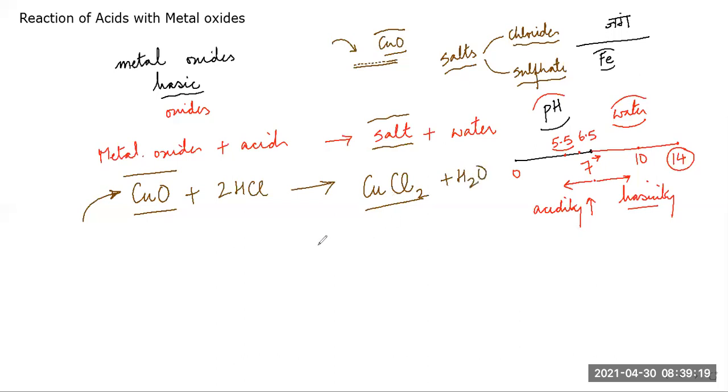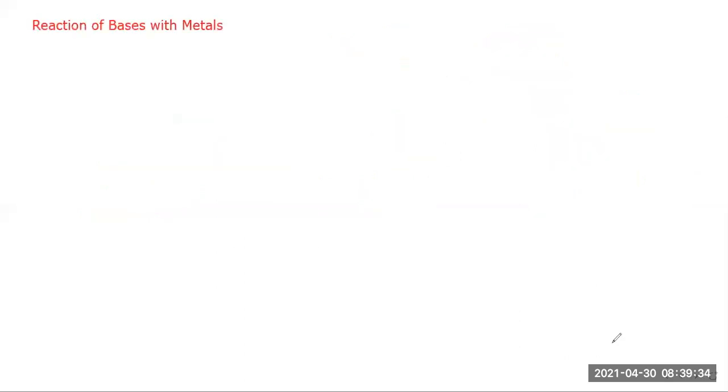Am I right? So this is the reaction of acids with metals, number 1, then metal carbonates and bicarbonates, and then with metal oxides. Done. Now, let's learn about reactions of bases.